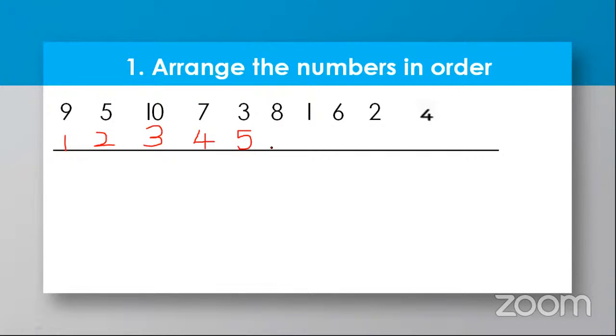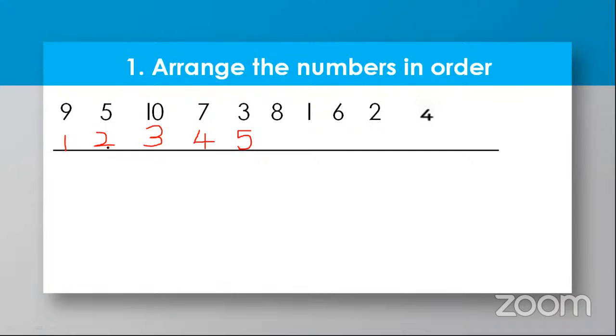Which number is next? Someone tell us. Which number is next from number 5? What is the next number? Which number is next? Jordan. Yes, Jordan. Number 6. Okay, let us count and see.